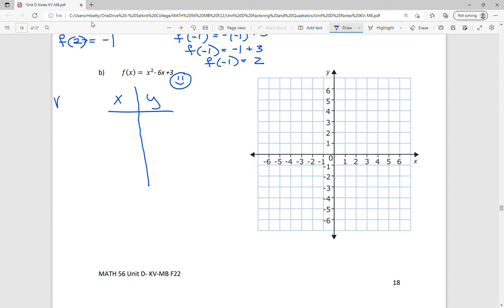I'm going to start by figuring out my vertex, or at least the x of my vertex. So x would equal negative b, so negative of -6, all over 2a. So my vertex, or the x of my vertex, is 6 over 2, or x is equal to 3. So that's going to be the middle number here on my x column. So I'm going to pick numbers that are smaller than that and numbers that are bigger than that.